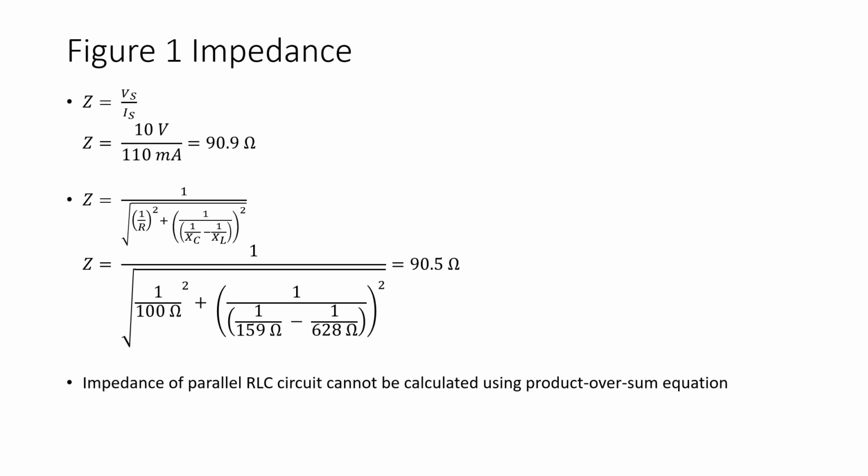Now the impedance can also be calculated using the reciprocal formula as shown. However, with the parallel RLC circuit, we cannot use the product over sum equation to calculate impedance. And this is the same as with a purely resistive circuit that has 3 resistors in parallel. We cannot use the product over sum equation to find the total resistance.